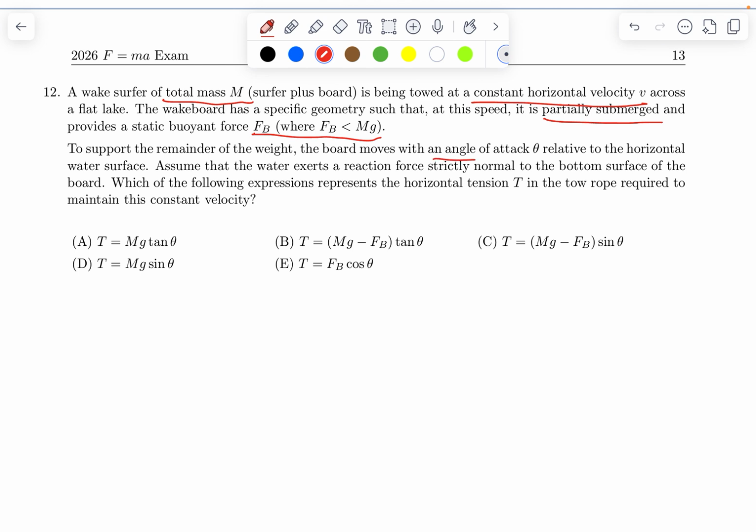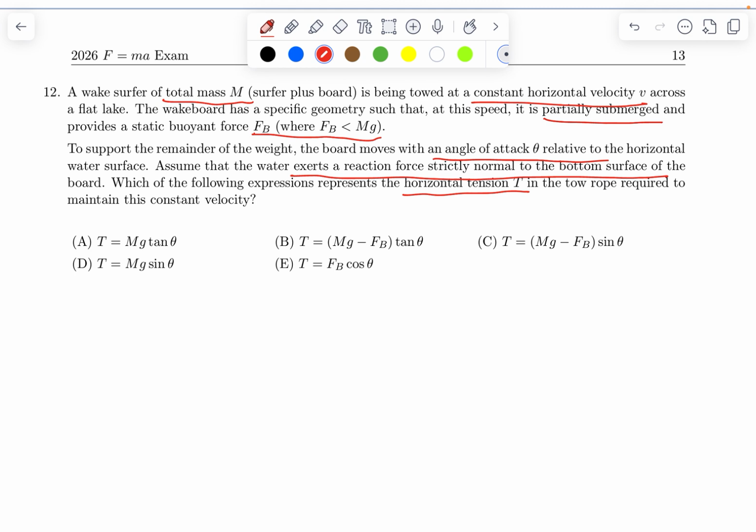Okay, sorry, I'm going to underline this. Assume that the water exerts a reaction force strictly normal to the bottom surface of the board. Which of the following expressions represents the horizontal tension T in the tow rope required to maintain this constant velocity? Okay, so let's start by drawing a free body diagram.